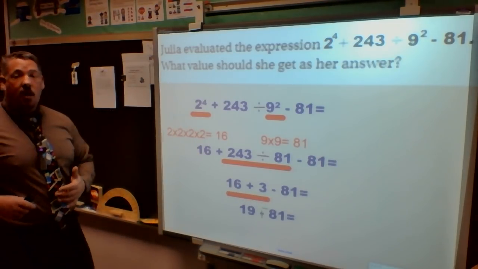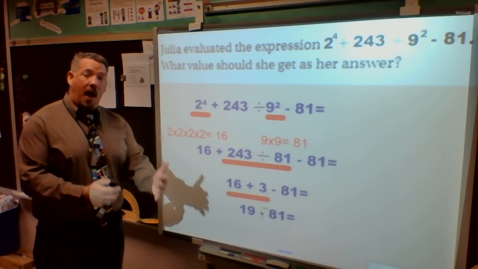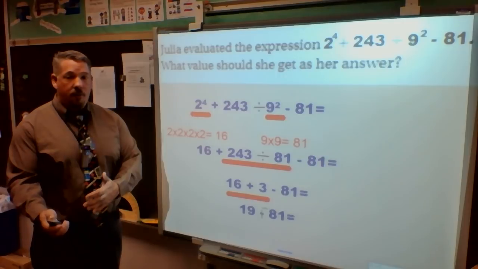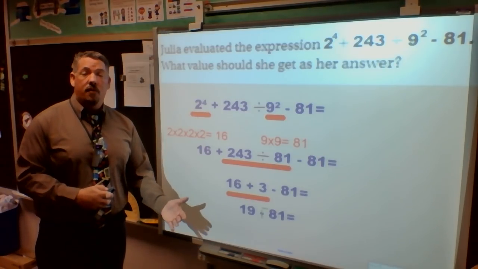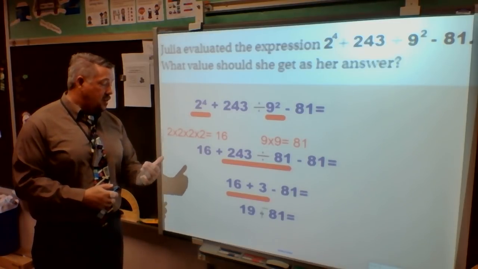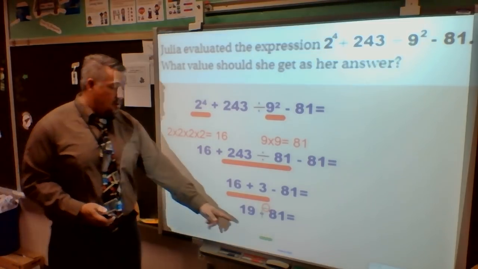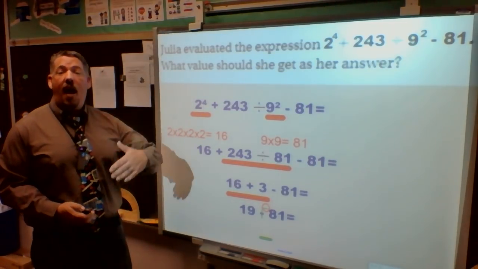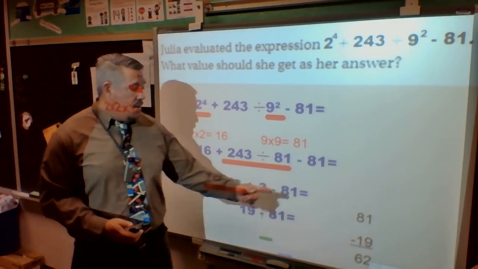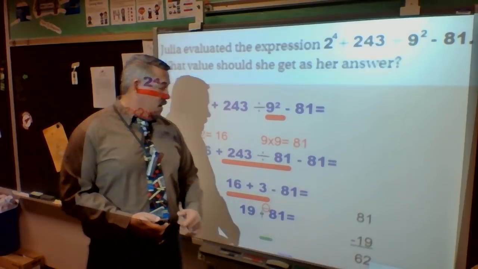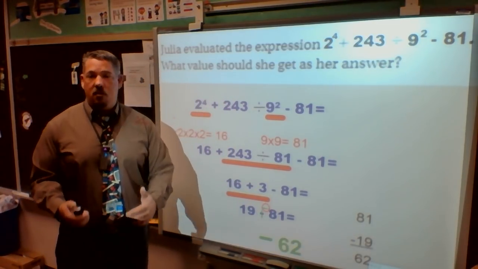When I see that, then I go to my next set of questions. I now have addition of integers. Can I add integers? Yes, I can. Do I have the same sign? No, I do not. Keep the sign of the largest one. The largest between 19 and 81 is 81. So I know my answer is going to be in negative form. So then I have to subtract. Put my largest on top, underneath my smallest. 81 minus 19 gives me 62. So I know my answer is negative 62.